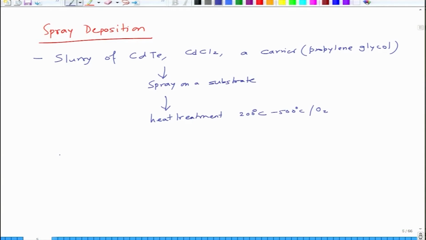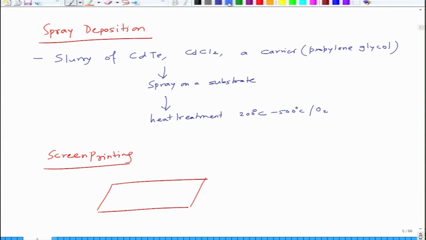These are the processing methods for cadmium telluride, and in this case it can also be screen printed. There is a possibility to screen print it also. Screen printing is basically where you have a substrate, you put slurry on it, and this slurry is taken away using a roller. This roller is going to go forward, so through a screen the film is deposited.